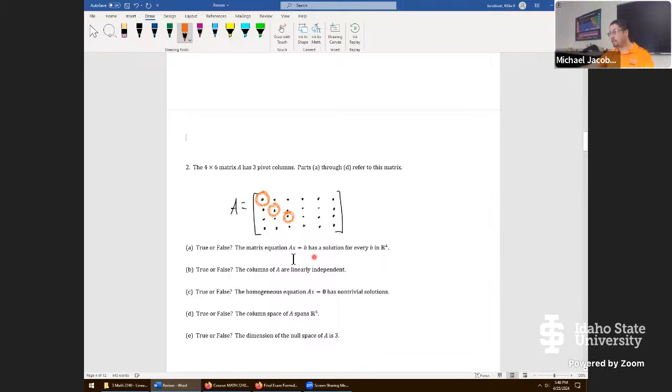They're asking us several questions, true or false on each. Does the matrix equation Ax = b have a solution for every single vector b in R4? What would y'all say to that one, true or false? I absolutely agree. This is false right away. What's the theorem? Not the invertible matrix theorem. This is non-square. So we go to the next best thing.